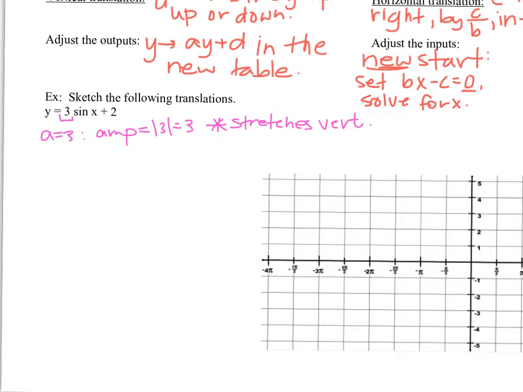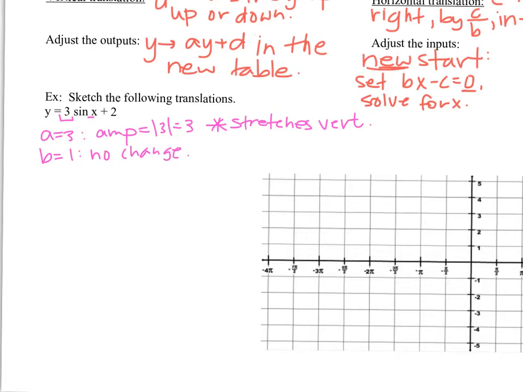Notice there's not technically a number in front of x. That means b equals just plain 1. And if b is 1, it's just like the parent function. There's no change for the horizontal stretch or compress. So that's nice. One less thing to have to try to worry about with our inputs.